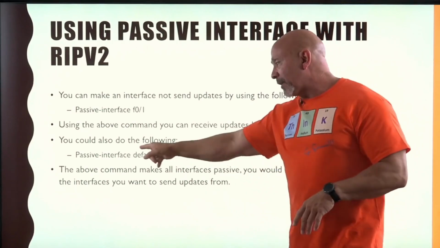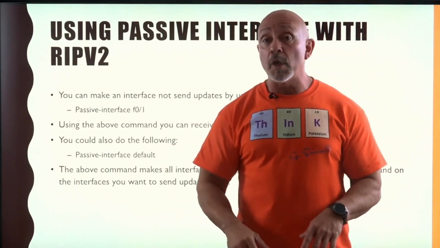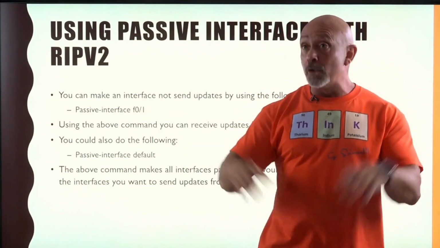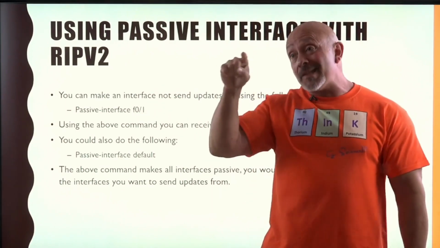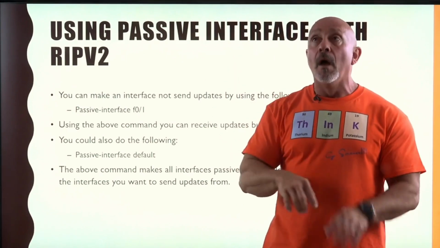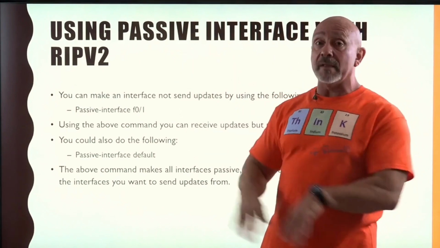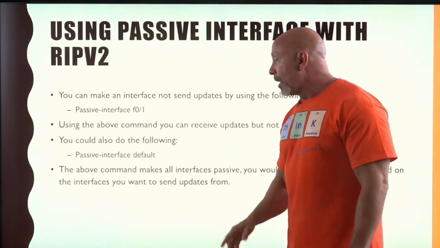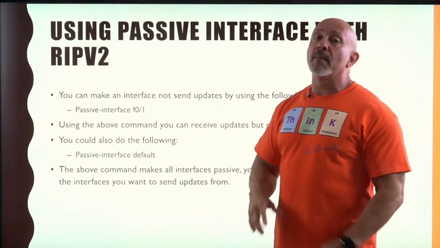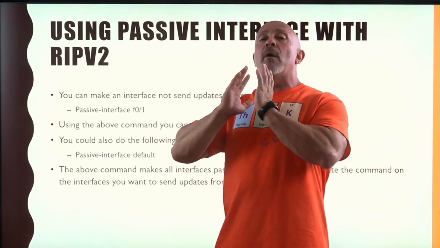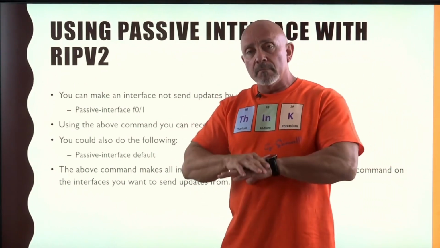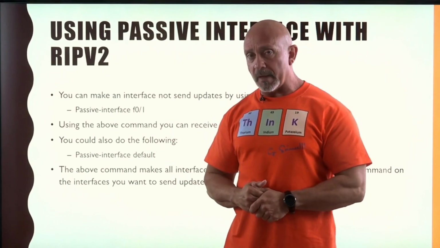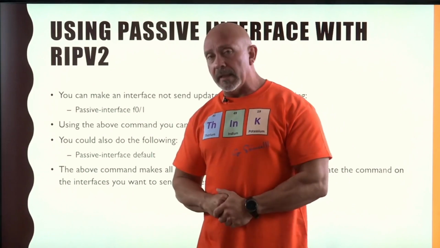Or you can use passive-interface default, which turns all your interfaces into passive interfaces, meaning they won't send anything out. Then you go in there and say, no passive-interface, this interface. No passive-interface, this interface. It all depends on how you want to do it. But what we're going to do is this one. We'll go to a router and say passive-interface, and then we'll see what happens, whether they're getting updates or not. All right. So I'll see you in the next one.